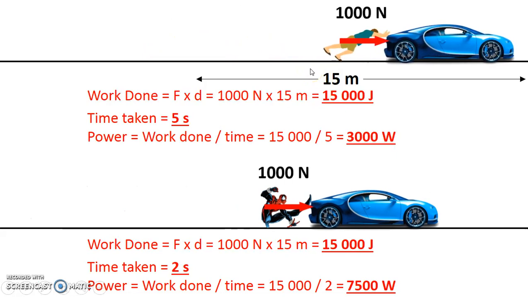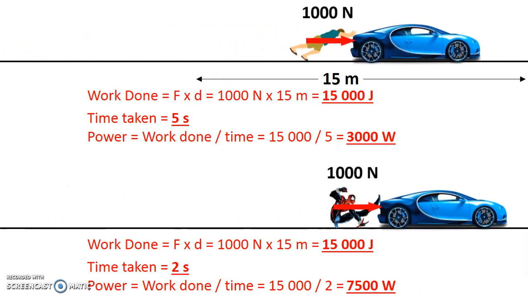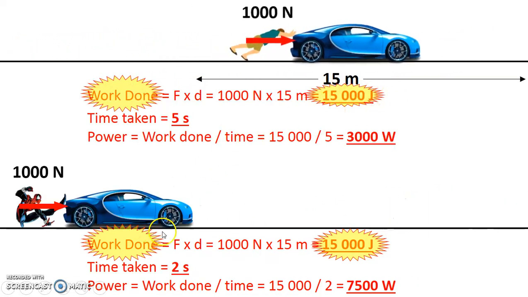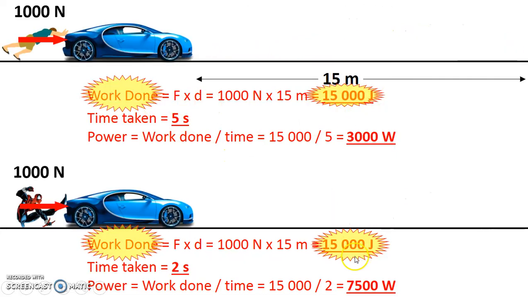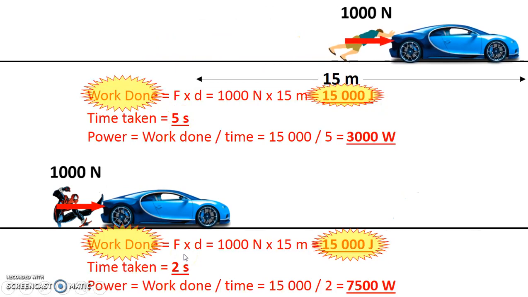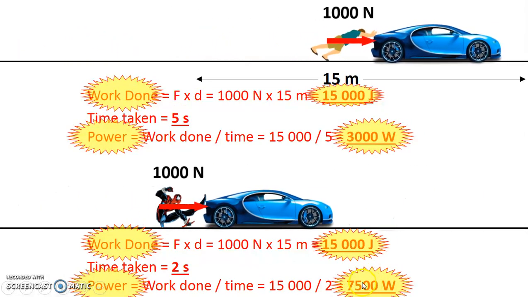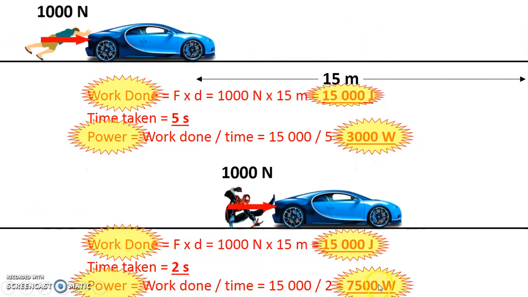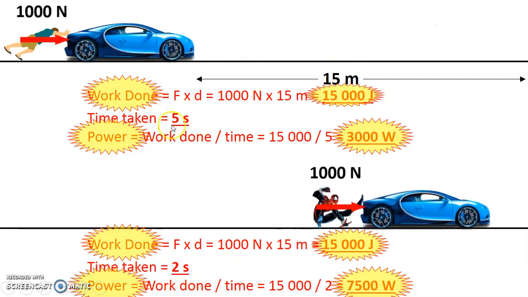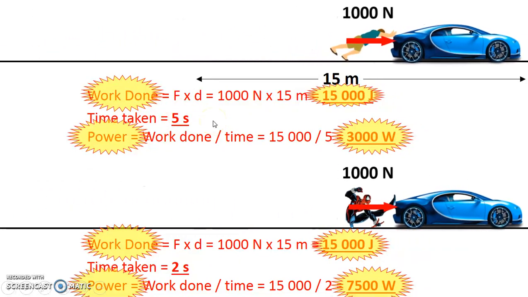Because with great power comes great responsibility. You can see work done is the same between you and Spider-Man. Both are 15,000 joules, but because you take longer than Spider-Man, Spider-Man's power is higher than yours. 7,500 watts for Spider-Man, 3,000 watts for you. That's mainly because of the increased time you take to push the car. Same distance, the same force.